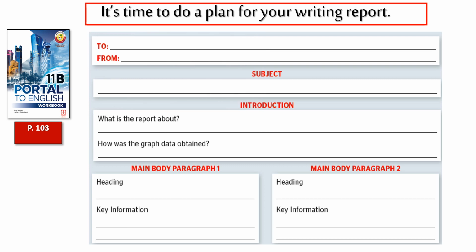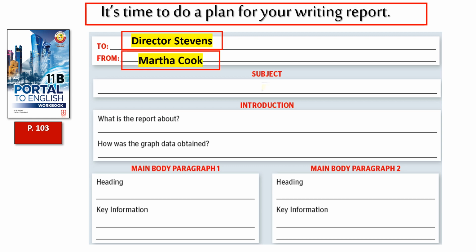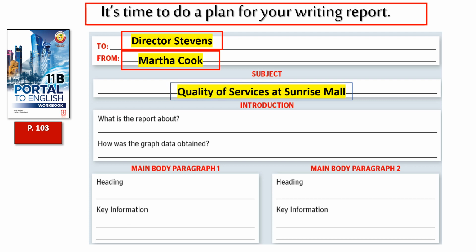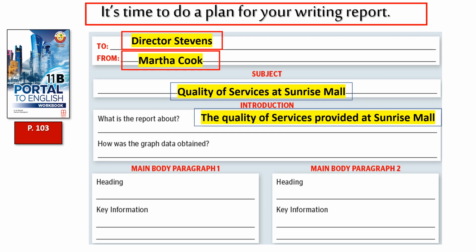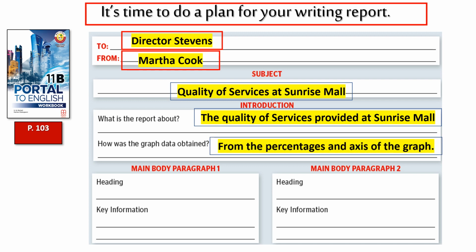Welcome back. It's time to do a plan for your writing report. Suppose that I'm going to send the report to Director Stevens. It was sent by Martha Cook. The subject may be quality of services at Sunrise Mall. The report can be about the quality of services provided at Sunrise Mall. Of course, the graph shows the information or the data, and we got them from the percentages and axes.